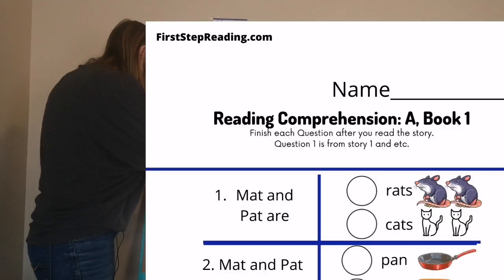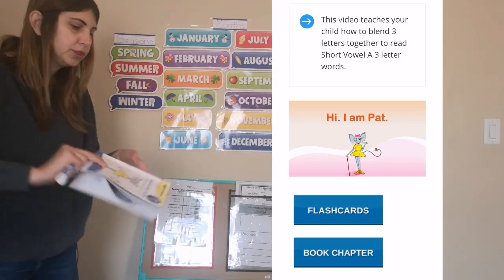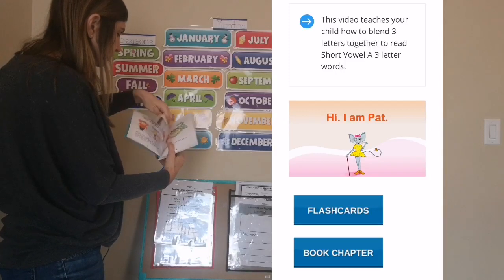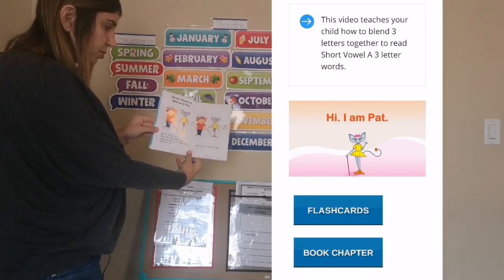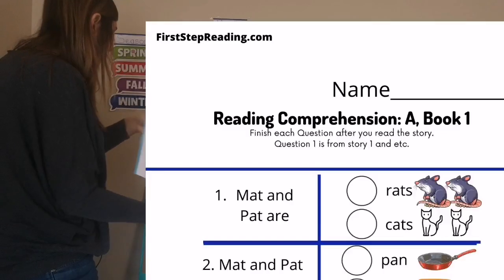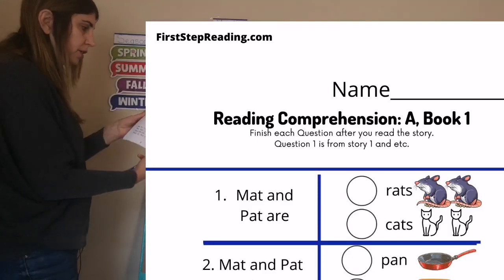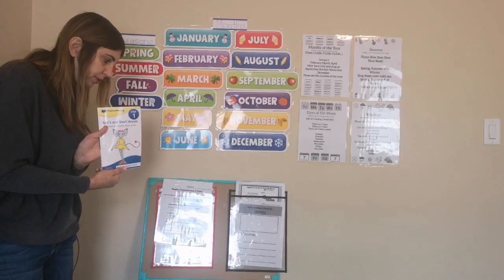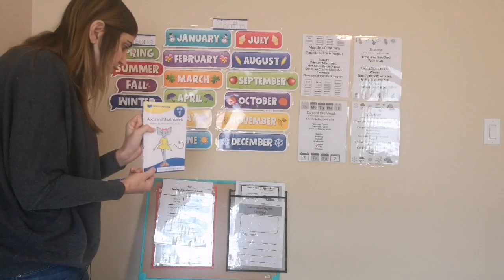And I have my reading comprehension for book one. So you're going to read story one in book one. If you have our books, we're in story one. It's with the at words and the phonics words that you know. You read story one. And you can answer question one. Matt and Pat are... based on the story, what are those characters? That's your comprehension question to see if you understood your story. The story is phonics and sight words, so you could read that with an adult.